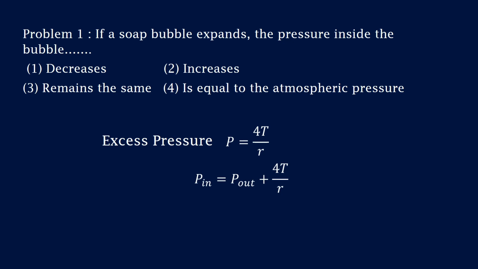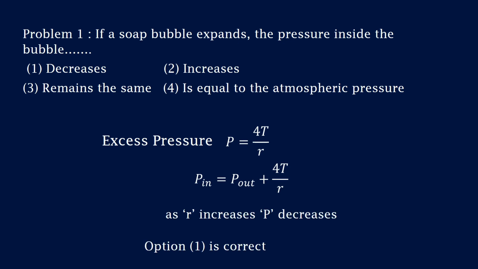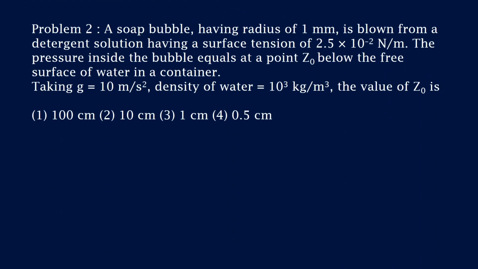Problem 2. A soap bubble having a radius of 1 millimeter is blown from a detergent solution having a surface tension of 2.5 into 10 raised to minus 2 newtons per meter. The pressure inside the bubble equals the pressure at a point Z0 below the free surface of water in a container. It means we have to find the depth of point Z0.